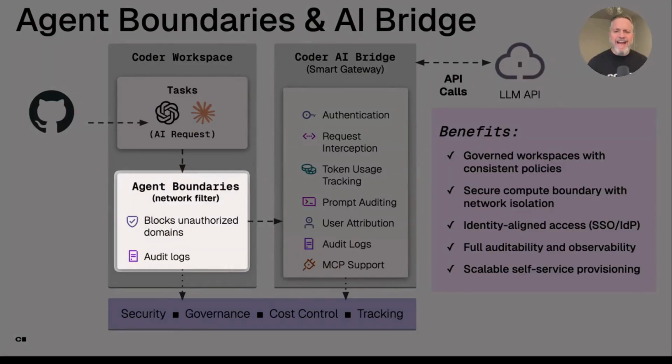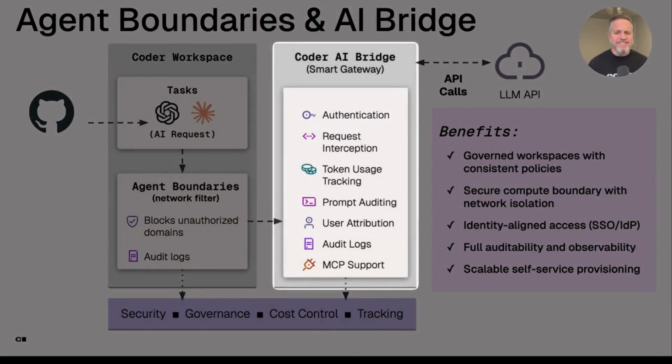An agent boundary acts as a process-level firewall. It restricts which domains an agent can access and provides detailed auditing. This prevents agents from making unauthorized requests and gives visibility into what actions were taken and who initiated them.